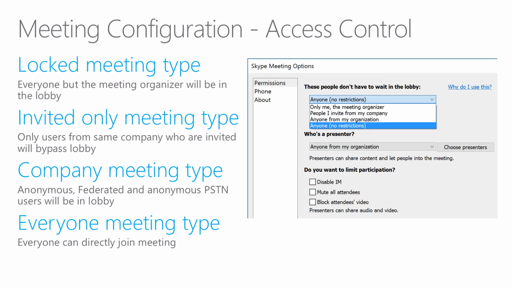We have the invited only meeting type, where only users from the same company who are specifically invited will bypass the lobby. Then we have the company meeting type, where only users from the same company, regardless of whether they have been invited or not, are able to bypass the lobby. This specifically means that anonymous, federated, and PSTN callers that have not authenticated will be in the lobby. And then finally we have the everyone meeting type, where everyone can directly join the meeting. It's worth noting that if you do not select the everyone meeting type, then you have the ability to allow PSTN callers to bypass the lobby with a checkbox. It's not actually shown in the screenshot.